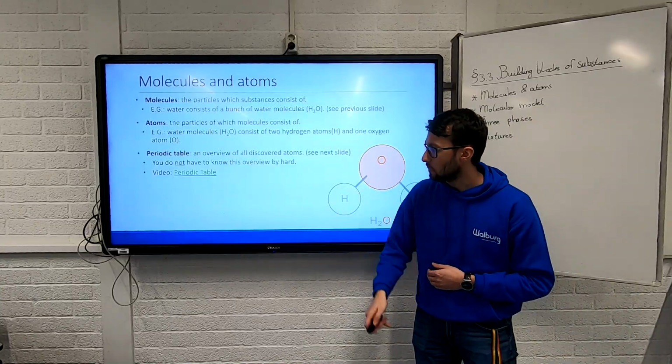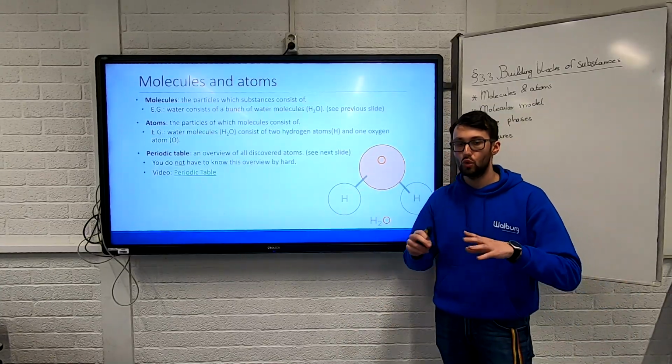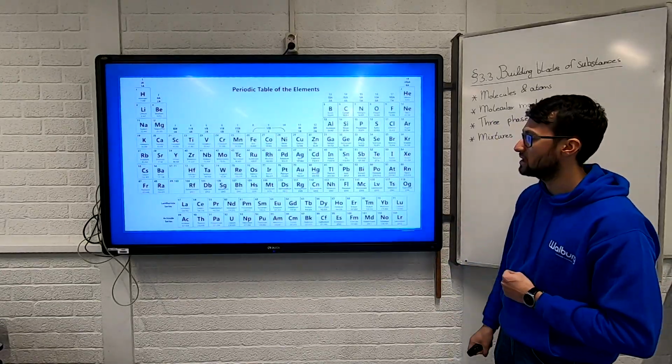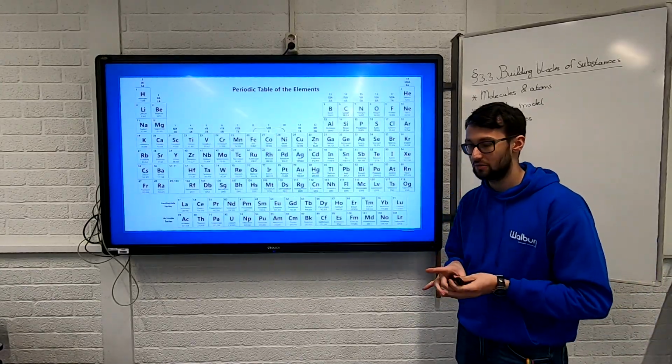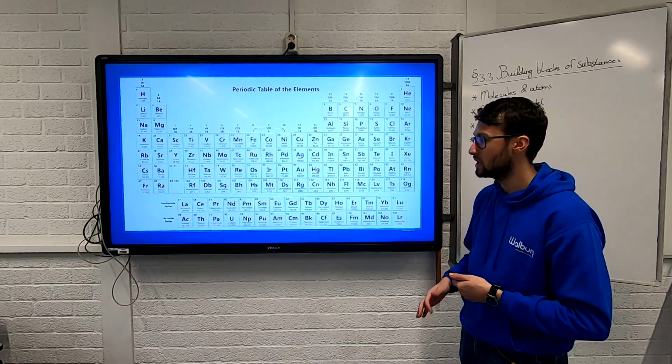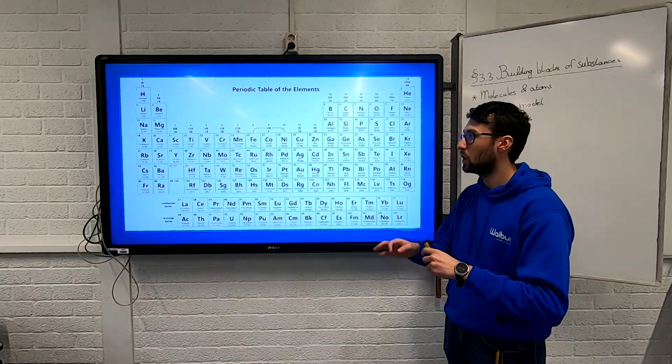However, the periodic table shows you all the discovered atoms. And what does it look like? Well, it looks like this. Very impressive at first glance, maybe, but really it's quite simple.